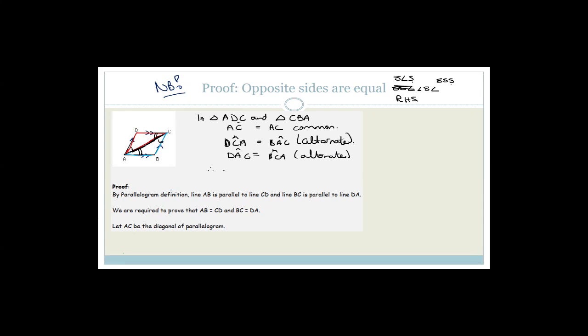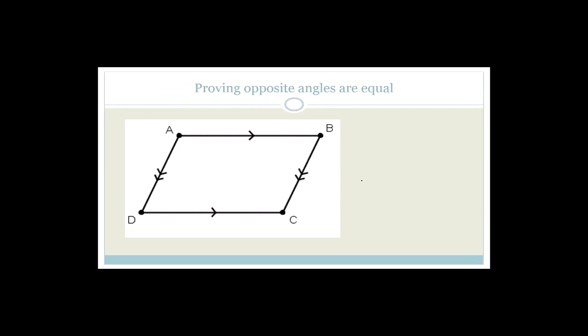Therefore, triangle ADC is congruent to triangle CBA, right? And therefore, AD must be equal to CB, and DC must be equal to BA. And there you go. So that's one of the proofs that opposite sides are equal.